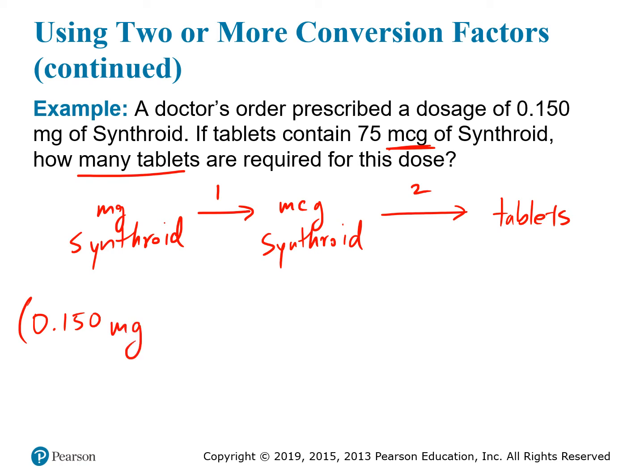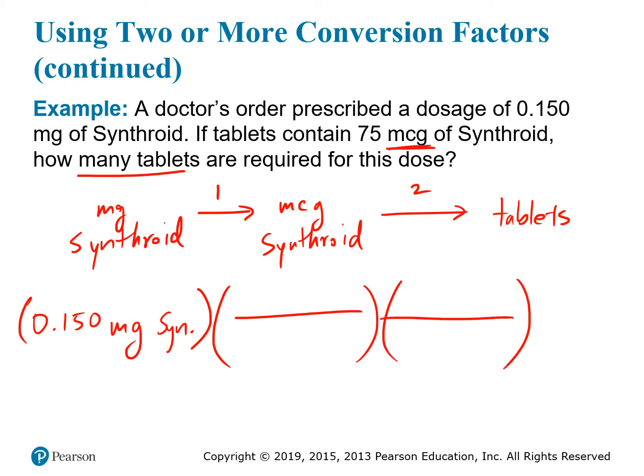0.150 milligrams of Synthroid, and then multiplying it by conversion factors and putting the units in a way that it'll work out. I know from the plan that I'm going to need 2 conversion factors. So I have one ratio here, and I have a second ratio here. I know at the end I want my unit to end up being tablets. And so this actually is going to begin to tell us what conversion factors we need to find. Our initial measurement is in milligrams of Synthroid, so the first conversion factor should cancel milligrams of Synthroid.